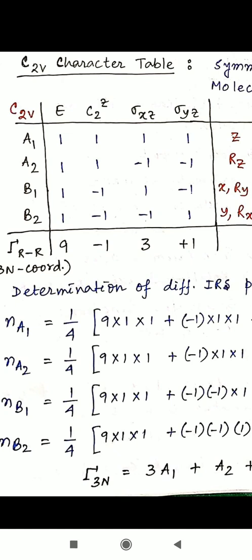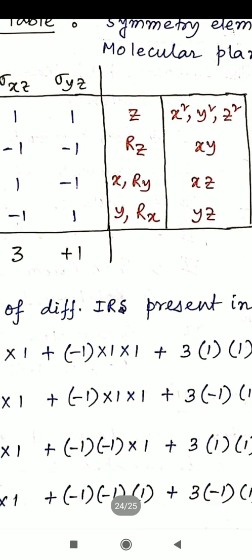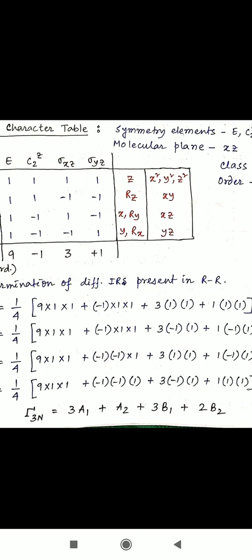Then below I have written the reducible representation in terms of the 3n coordinates, that is 9, -1, 3 and +1. Then at region number 5 and region number 6, you just check, I have written Z, RZ, X, RY, Y, RX. So that you have to remember. These are the translational modes and the rotational modes. At region number 6, we have written the quadratic functions, that is x square, y square, z square, xy, xz, yz, like that. So this is the total character table in case of our C2V point group.